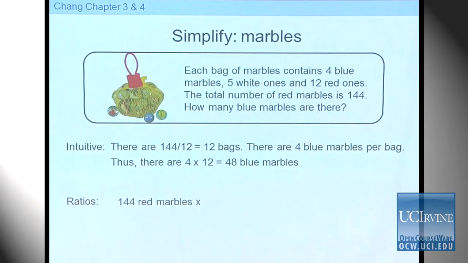Okay, what is the relation? Do I know that? Yeah. 4 blue to 12 red. For each four blues, there's 12 reds. Okay, I put the red at the bottom, the blue one on the top, because I want to make the conversion from red to blue, like this. So red marble unit crosses out, I convert red into blue, and I get 48. Right? So this is a good way to think about countable objects of different kinds, and you relate them to one another. It's exactly the same way of thinking that we apply to chemical equations. Okay?